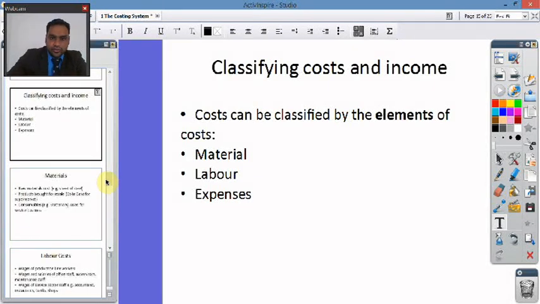So, welcome back viewers. We're looking at classifying costs and income. We're looking at chapter 1 of the Introduction to Costing of the Osborne books. So let's get started. Costs can be classified by elements of cost.